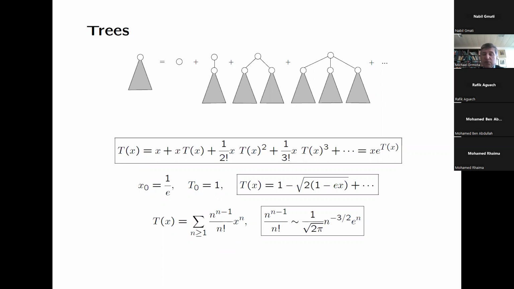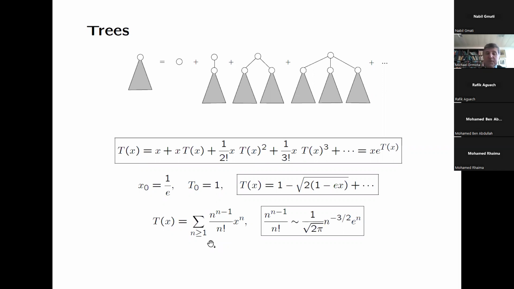So this is not only the count for n equals 1, 2, or 3, but for all n at the same time, because it's a generating function where you have the information of all the coefficients together. And why do you use generating functions?